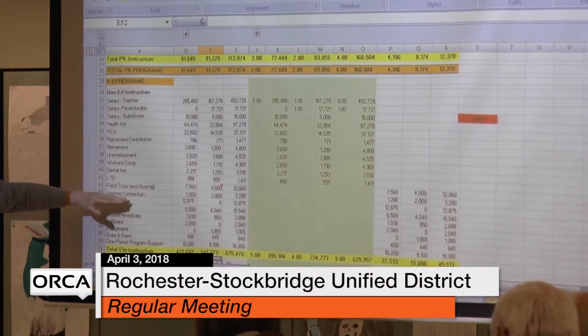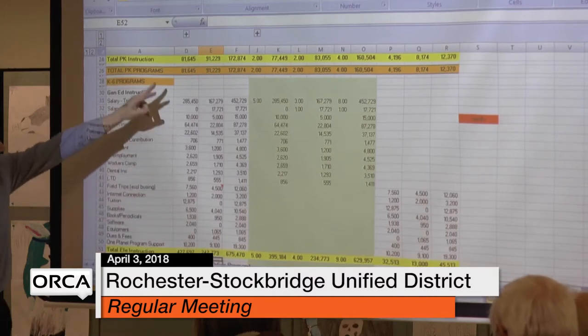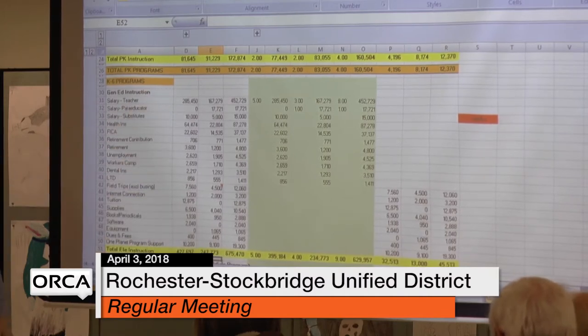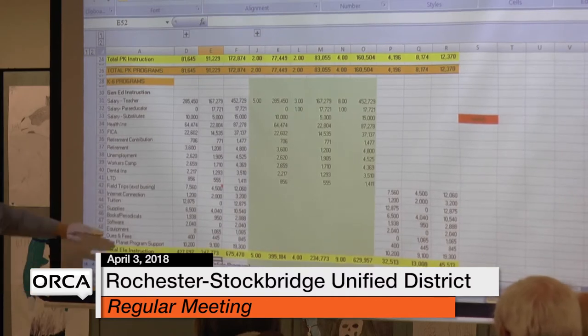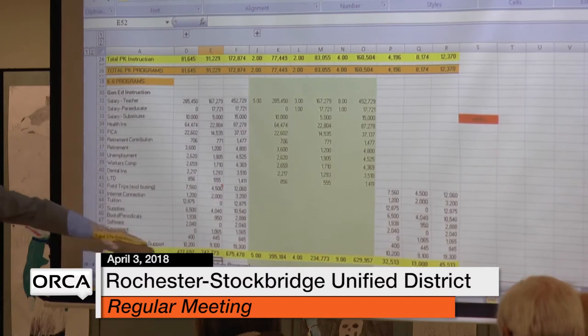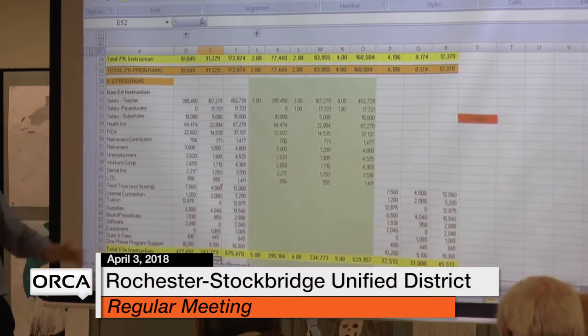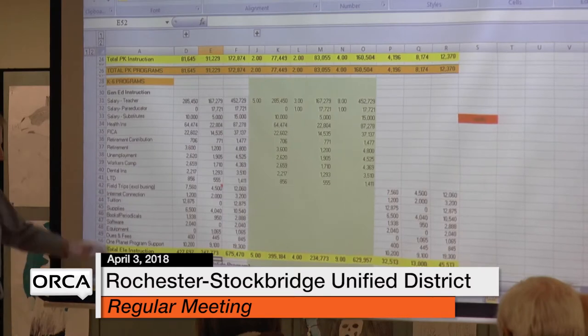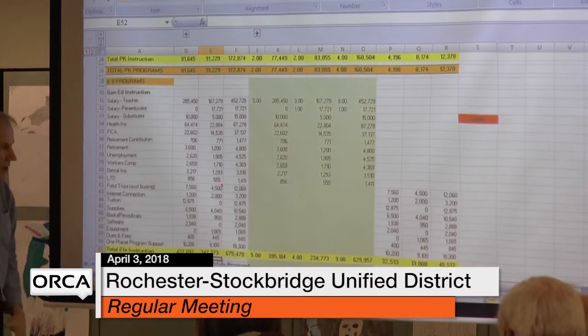Things like internet connection come in here, tuition. Rochester has one elementary student that is tuitioned to another district for particular educational reasons. There are things like books and software and equipment, and also the One Planet program support is here in the instruction area. Some of these things have appeared in different parts of the budget in our year, but seem to be the list of where they belong and where you need to report them to the state.